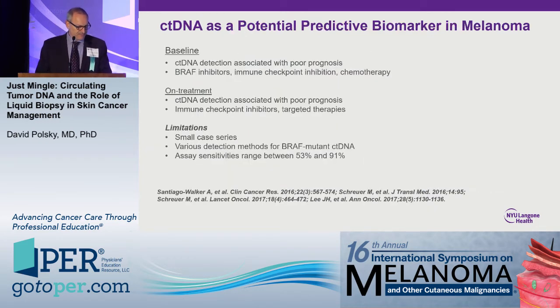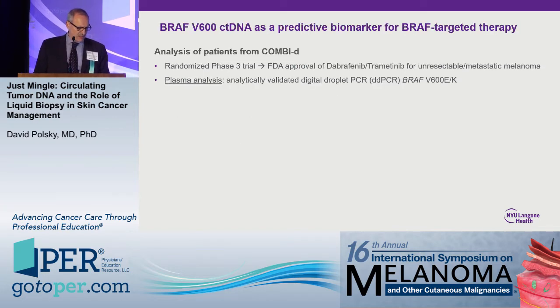Now, what about as a predictive marker with treatment? So the typical analyses are looking at baseline ctDNA detection or on-treatment ctDNA detection to determine can we predict how the patient is doing and maybe have an early indication that they should have their treatment modified. And these have been various studies, generally small case series with different methods to detect BRAF, for example, and these assay sensitivities range from 53 to 91%.